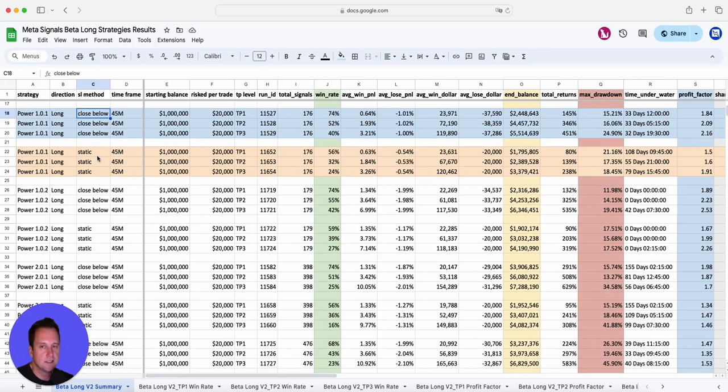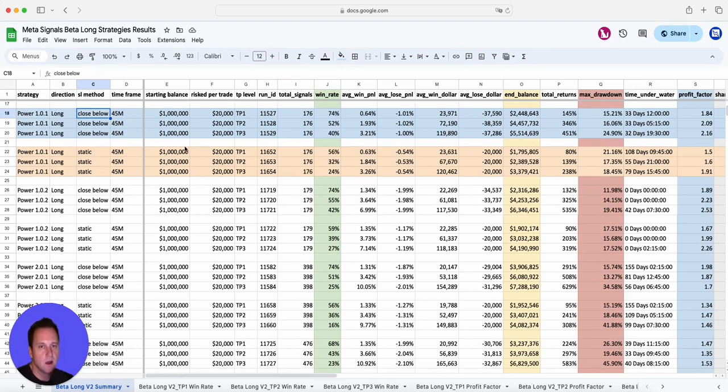Close below versus static. So a static stop loss, most people are familiar with. I hope you're familiar with it already. Price touches your stop loss, you exit the trade with a loss. Simple. Our preferred method of trading the alerts is the close below method. On a 45-minute time frame, this would mean that price can come down and touch the stop loss as many times as it likes, but we don't exit the trade with a loss until there's a 45-minute close below the stop loss. We'll look at what this means for the long-term results, and you can decide which method is best suited to you.